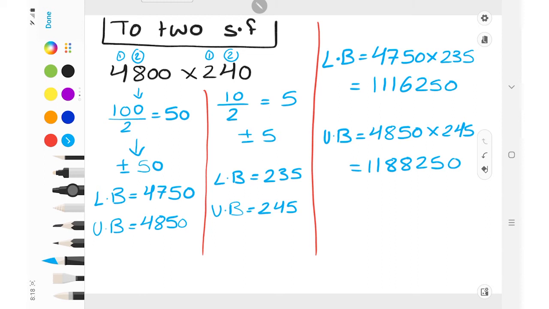In two significant figures, see, it is different for the two numbers. I will not add and subtract the same for the two numbers. See, for the 4,800, it's 50. But for the 240, it's 5. So let's take another example, also for two significant figures. Okay. Now my numbers are 4.2 divided by 0.031. Also to two significant figures.